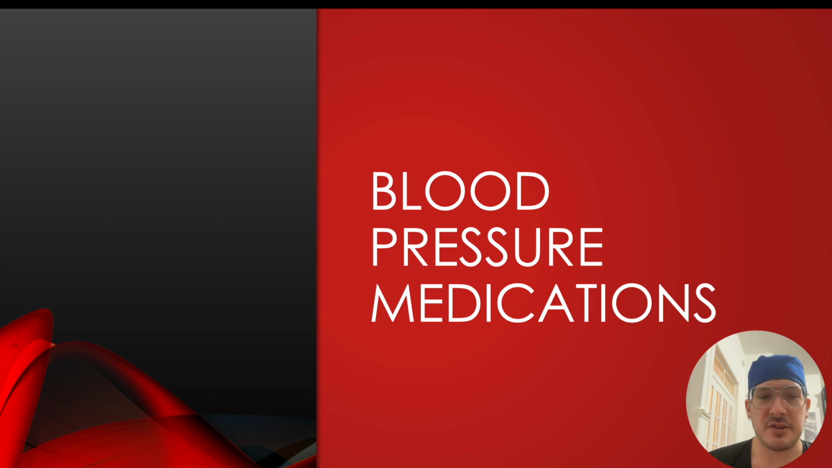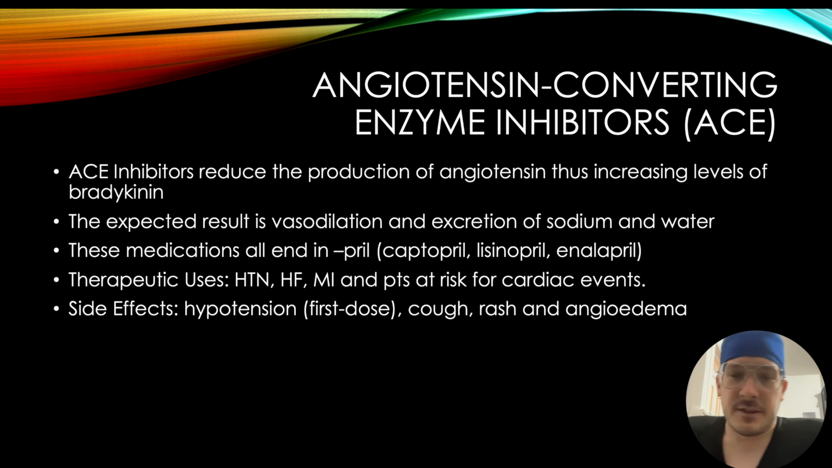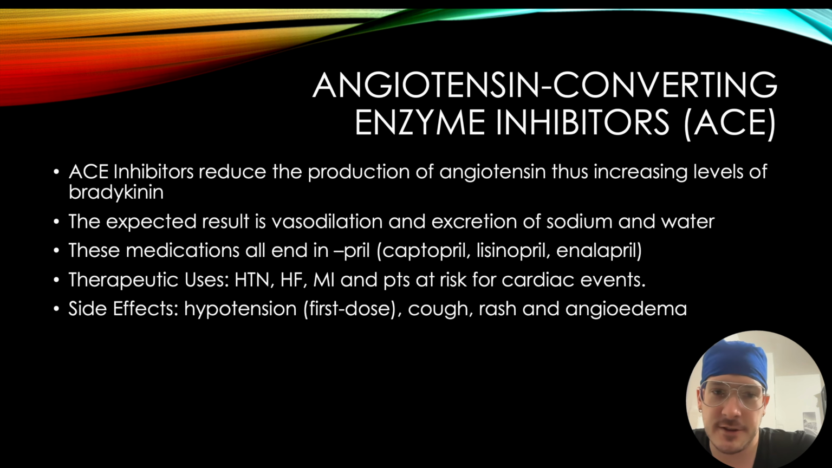So the next up is blood pressure medications, which is one of the most common types along with antiarrhythmics. So our first category is angiotensin converting enzyme inhibitors, which is our ACE inhibitors, which is a short name for them. ACE inhibitors reduce the production of angiotensin, thus increasing levels of bradykinin in the tissues. The expected result is vasodilation and excretion of sodium and water.